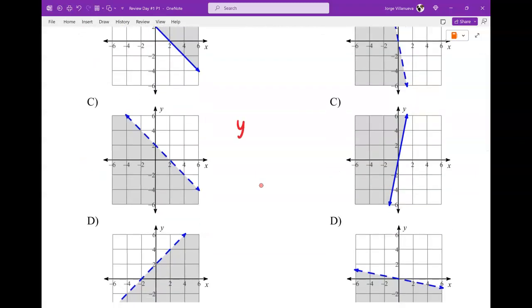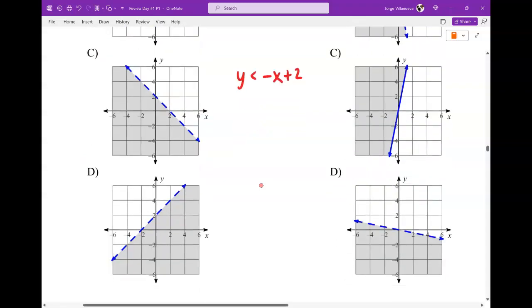Let me write down the problem here: y less than negative x plus 2, just so that we don't have to keep going back up and down. All right, C. Is that one crossing through positive 2? Yes. Is it shaded below? Yes. Is the line dashed? Yes. Is the line going downhill? Yes. Has to be C.